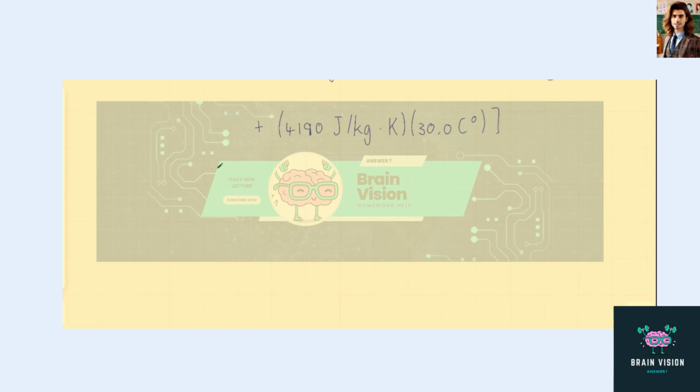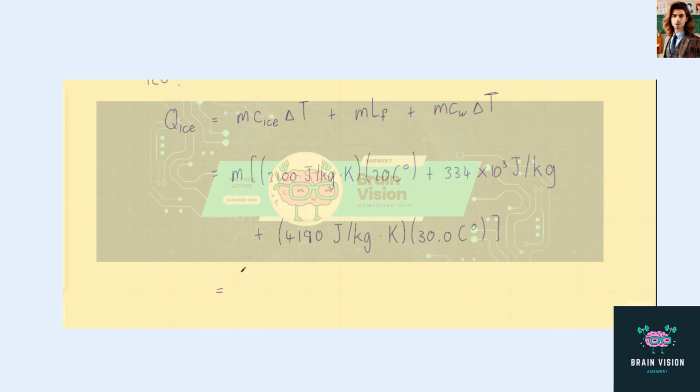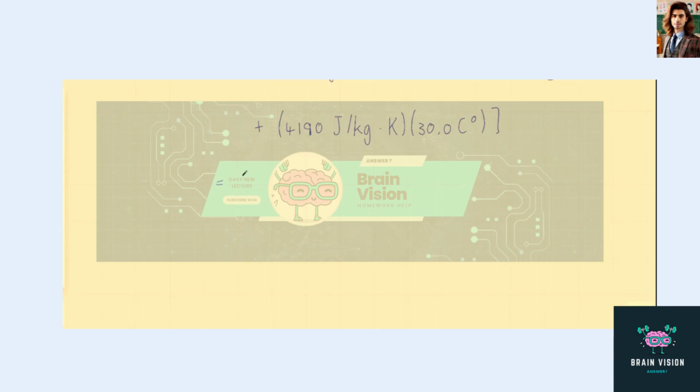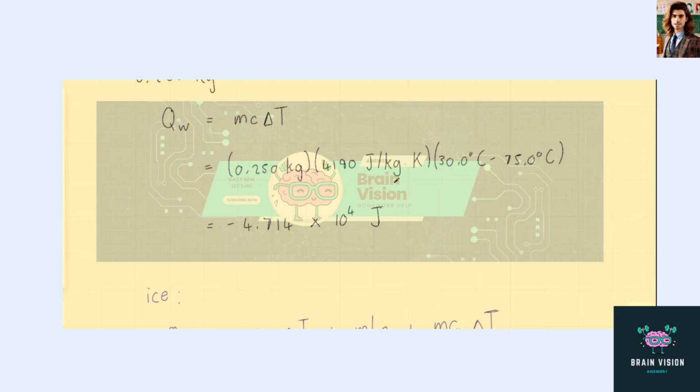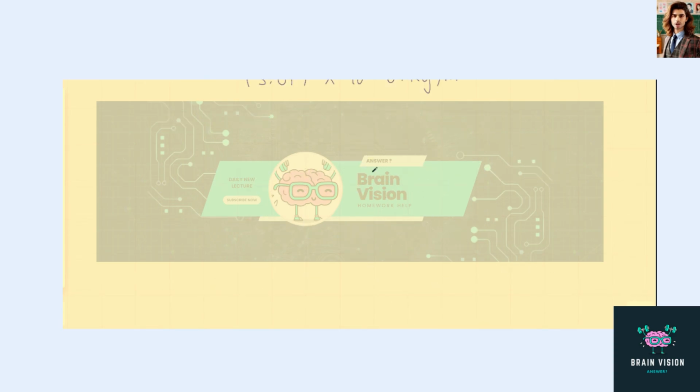And doing this calculation with our one unknown, we get the heat gained by the ice in terms of its mass is 5.017 times 10 to the 5 joules per kg multiplied by its mass m. So now we have the heat gained by the ice and the heat lost by the water that was initially in the system.